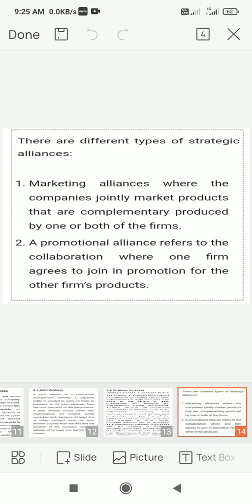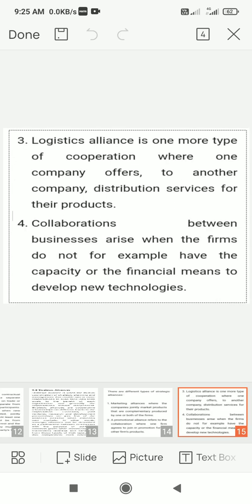Means one firm also helps to promote the product of other firms. Next, number 3 is called Logistic Alliance. So it is one kind of cooperation where one company offers to another company distribution service for their product. Suppose I am going to distribute the product of another company which belongs to another country, so that is called Logistic Alliance. Number 4 is called collaboration.